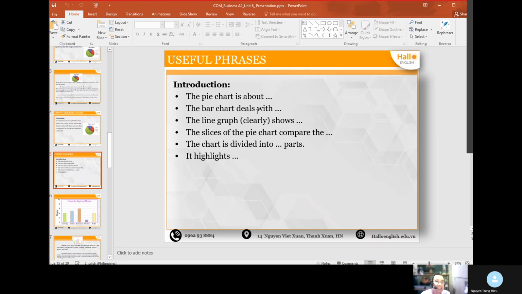The bar chart deals with, of course, if we're talking about a bar chart, it deals with what? So you can also mention the title. If it is a line graph, you can say the line graph clearly shows that, or it can only be the line graph shows that. Okay. And then after that, what would be the next?